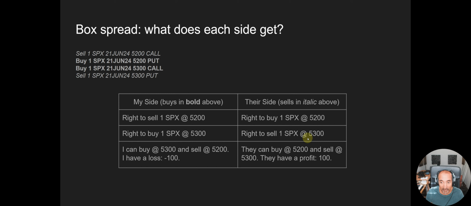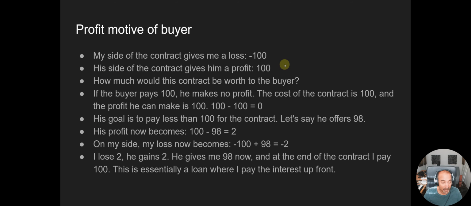So what they can do with this contract is they can buy at 5,200 and sell at 5,300, which means they have a profit. They can buy low and sell high. They have a profit of 100. So hopefully that makes sense what's happening in this contract. To recap, my side of the contract gives me a loss, which is minus 100. The other side, I'll call it his side of the contract, gives him a profit of 100.